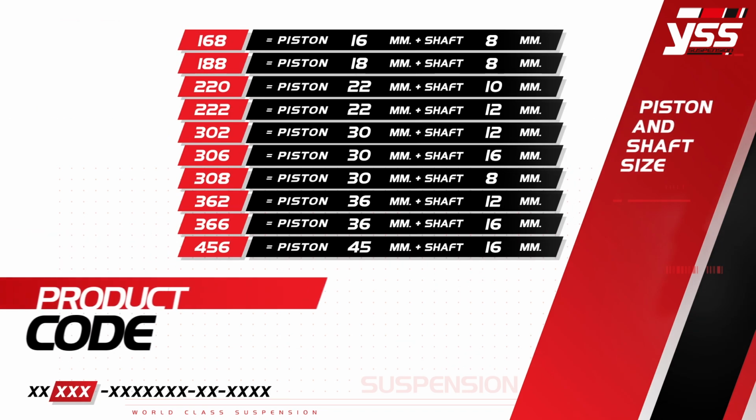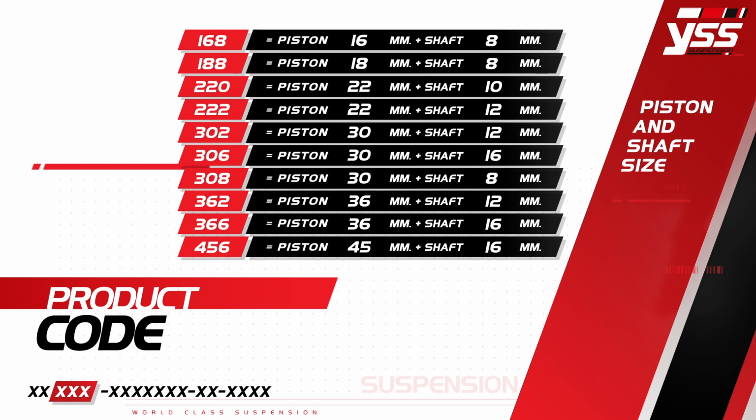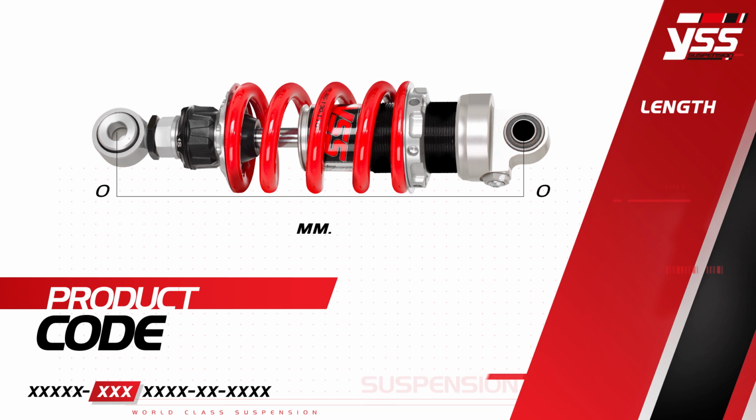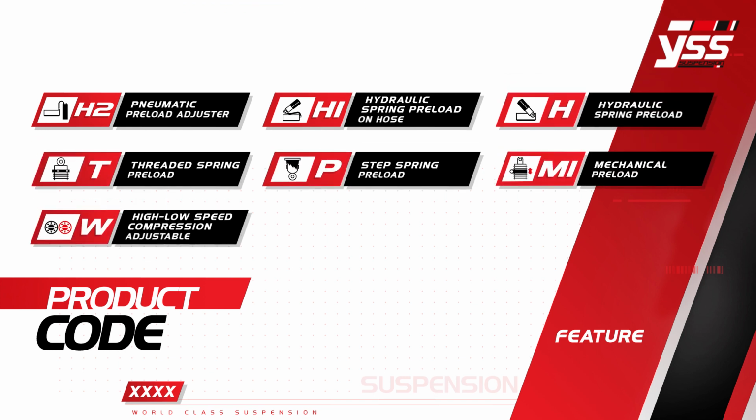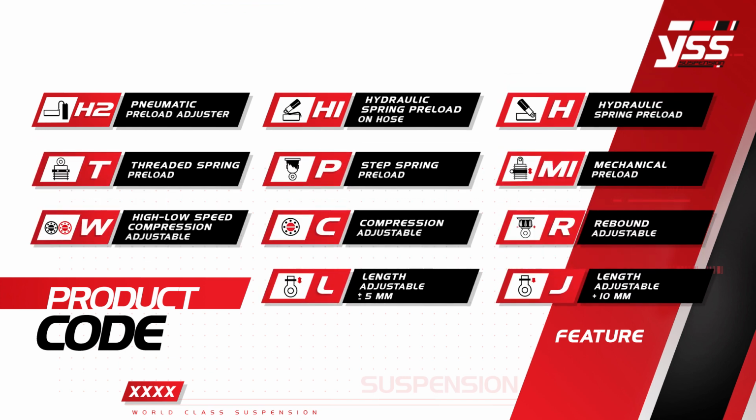Digit 3, 4, 5, piston and shaft size. Digit 7, 8, 9, length of shock in millimeter. Digit 10, 11, 12, 13, feature.